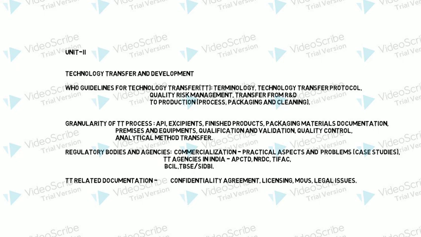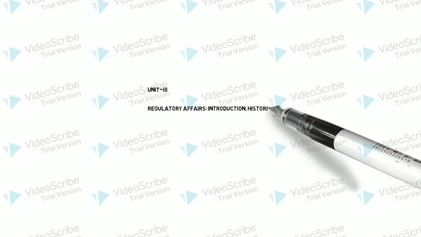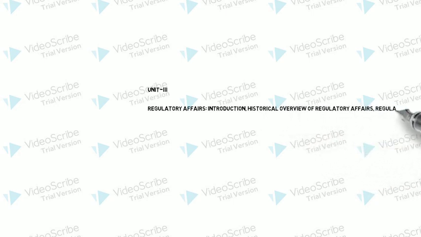Then with the help of a granulation example, you will come to know better about TTD and then the different regulatory bodies and documentation. What documentation and agencies are required for technology transfer and development? You will come to know about different agencies like BCIL, TBSC, SIDBI, APCTD, and then confidential agreement, what it is and why we require it, licensing, different MOUs, and legal issues, and how to deal with or tackle them.